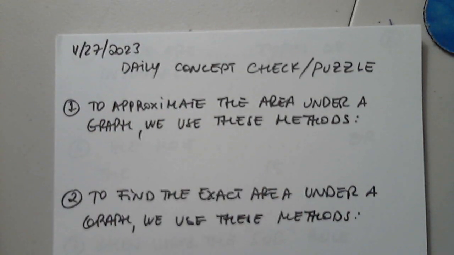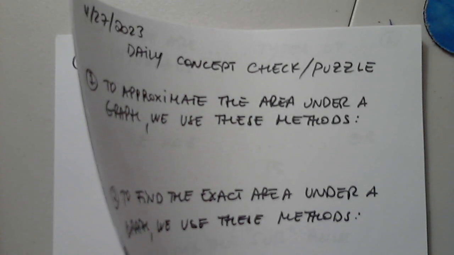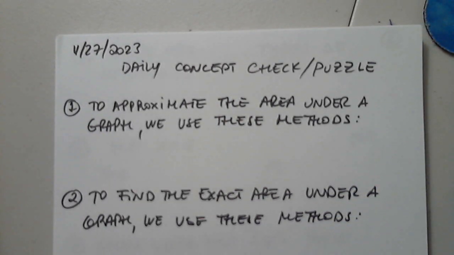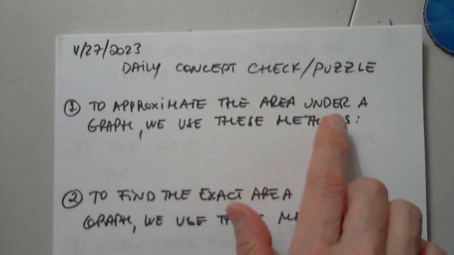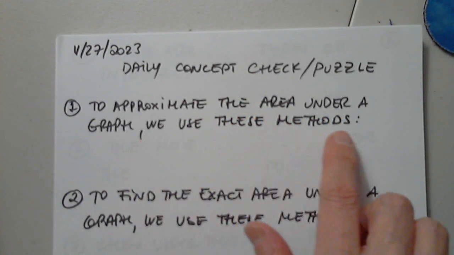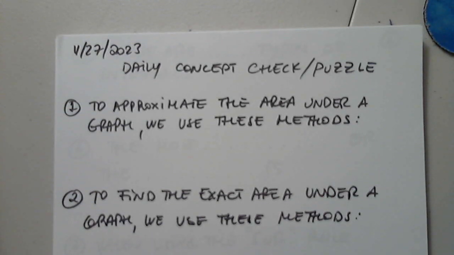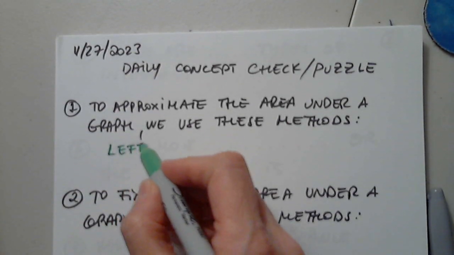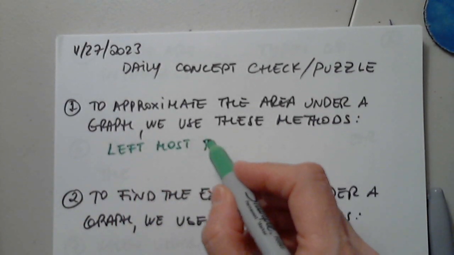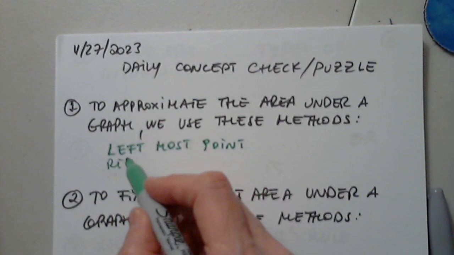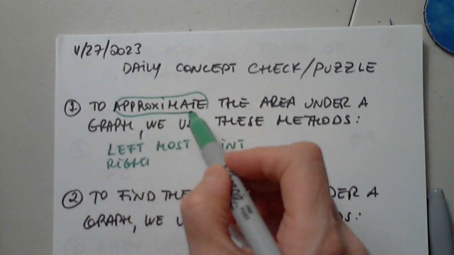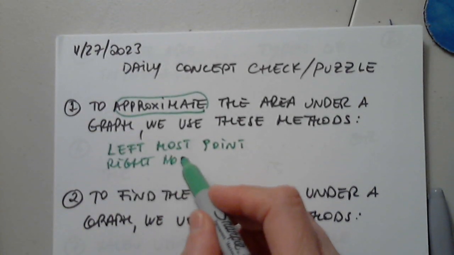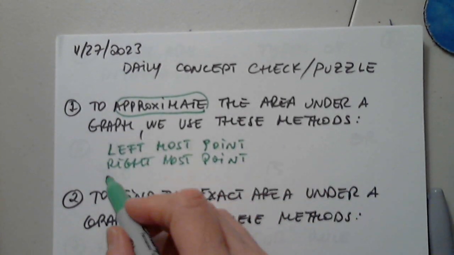Let's go through some concepts because I want to make sure that they are recorded and they're all clear. To approximate the area under the graph, we use these methods. What are those methods? It's okay if you're wrong. Left, right, and midpoint: leftmost point, rightmost point, and midpoint.